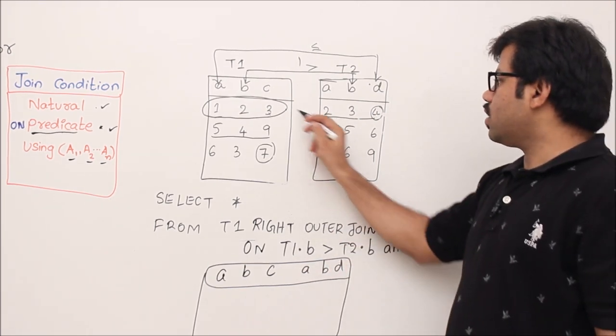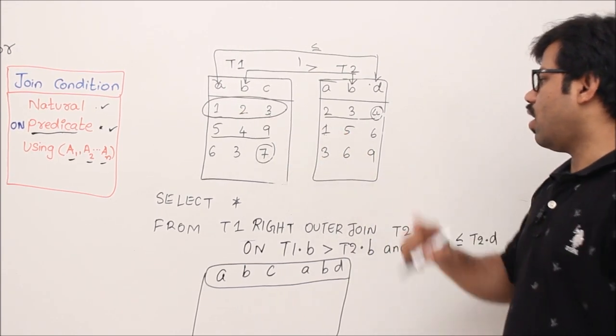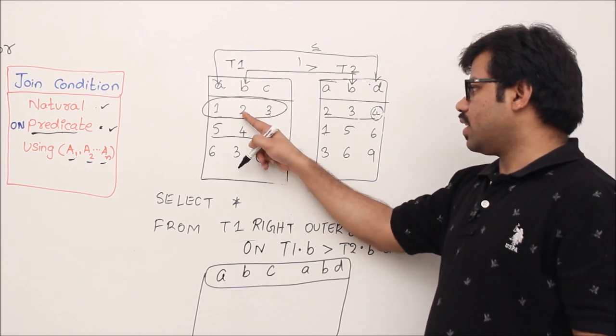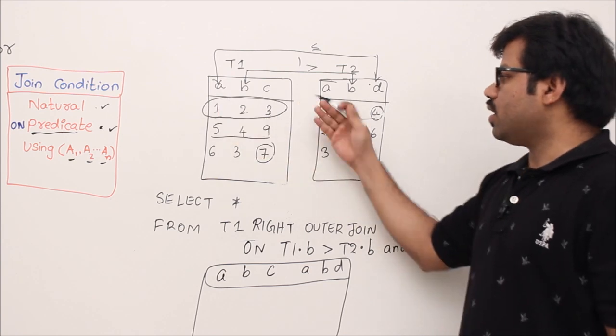Now let's take this versus this. In this one, see, B and B. 2 greater than 5. False. So that combination also will be rejected. 2 greater than 6 is rejected, right? So everything with the 1, 2, 3 combination got rejected.